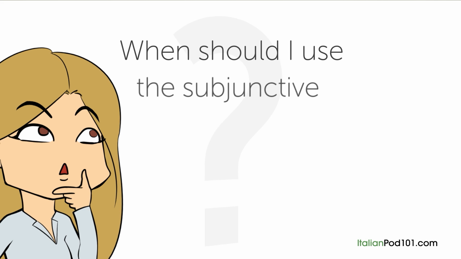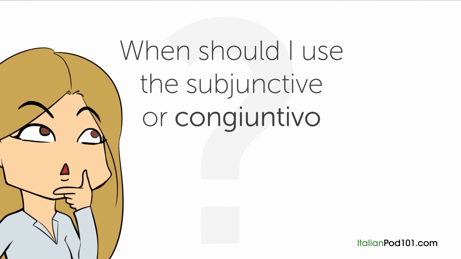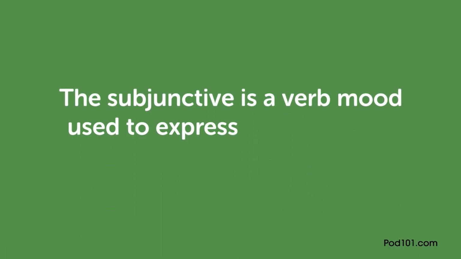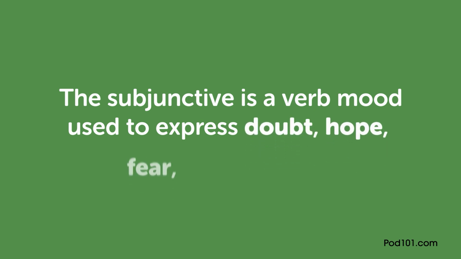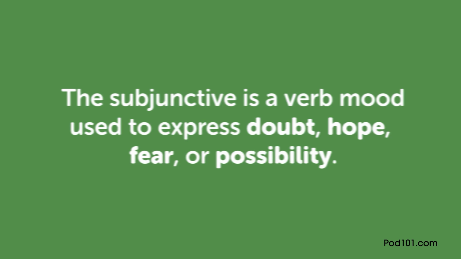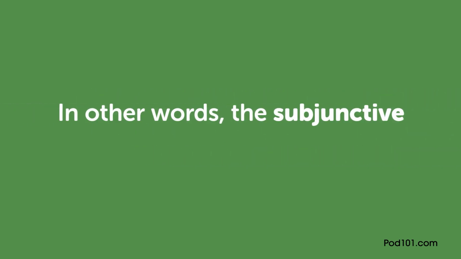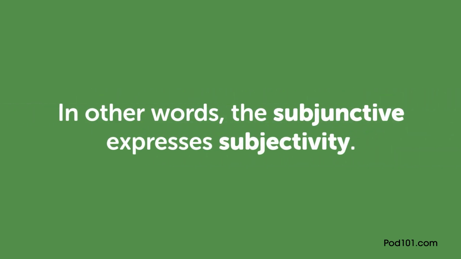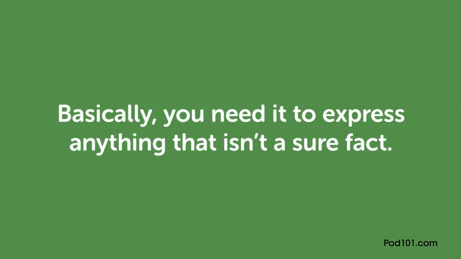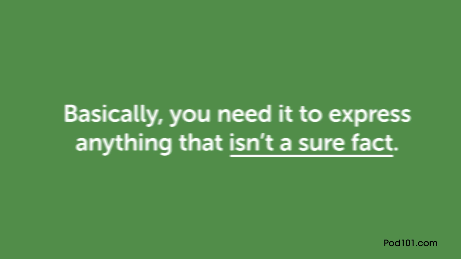The question for this lesson is, when should I use the subjunctive or congiuntivo? The subjunctive is a verb mood used to express doubt, hope, fear, or possibility. In other words, the subjunctive expresses subjectivity. Basically, you need it to express anything that isn't a sure fact.